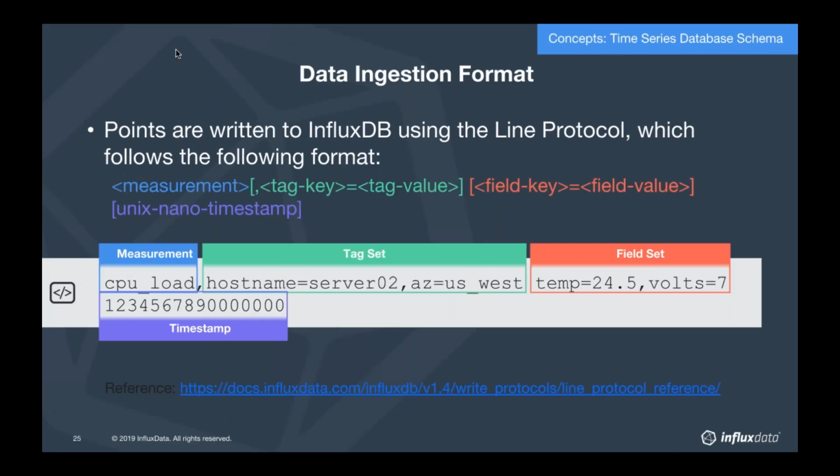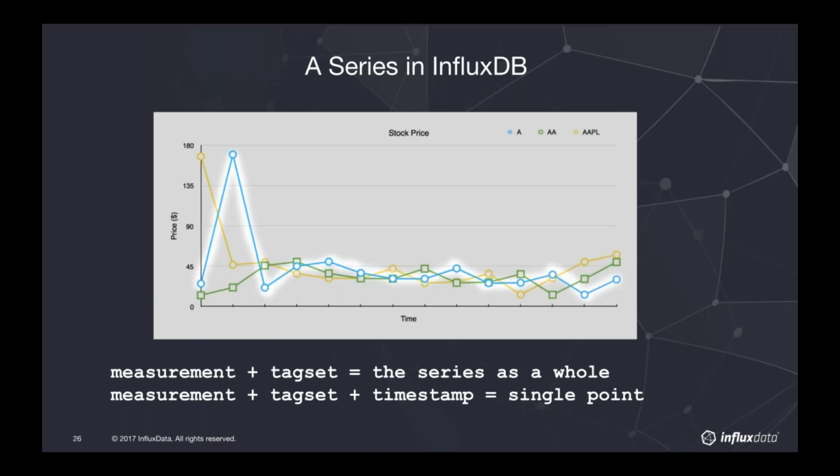Okay, so we have another example here where our measurement is cpu_load, separated by a comma. And in this particular tag set, what we're capturing is host name as well as some location information about where these things are. And then you can see I have two values. So I have a field set of temperature and volts, and then I have our timestamp, just so you can get a sense of the kind of things that you can do with time series data.